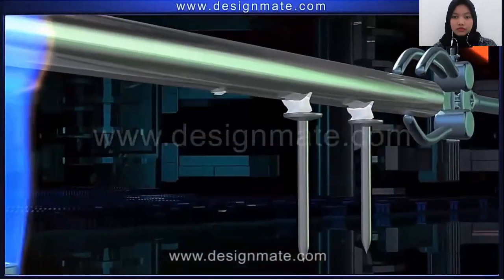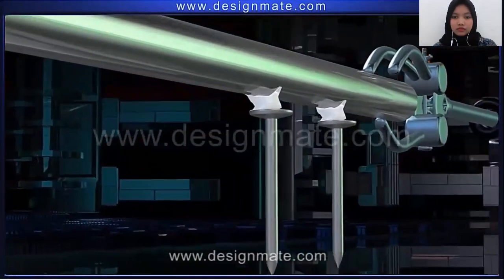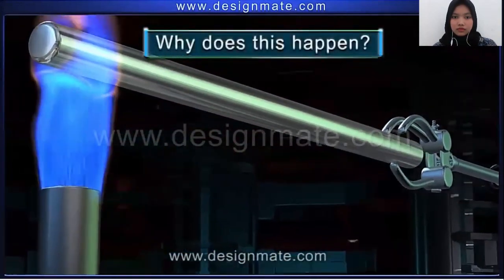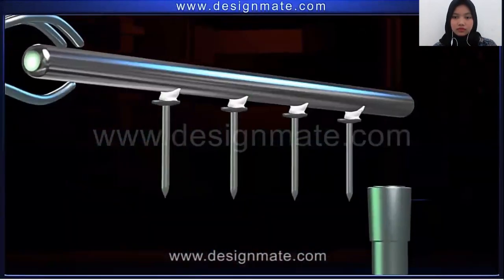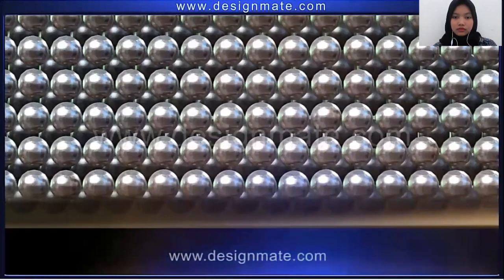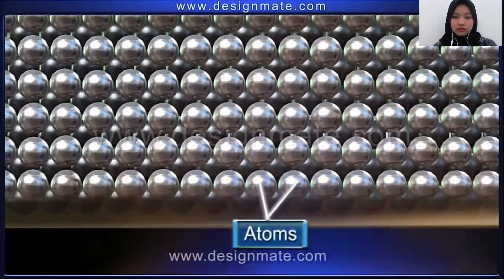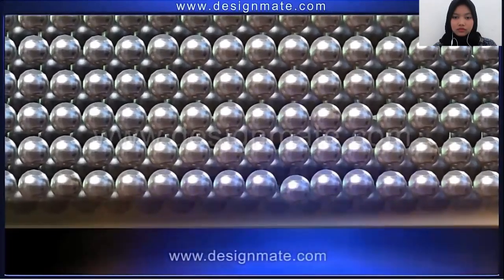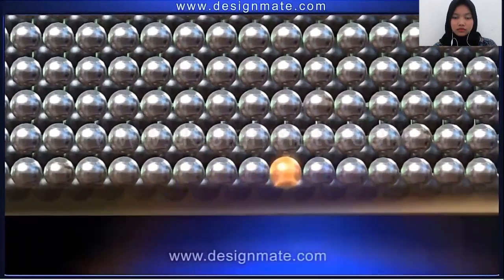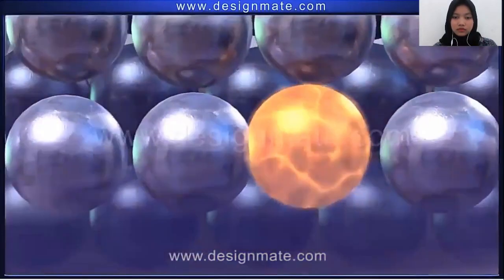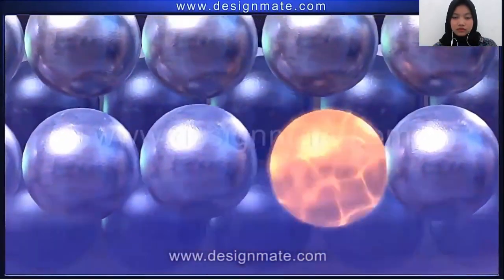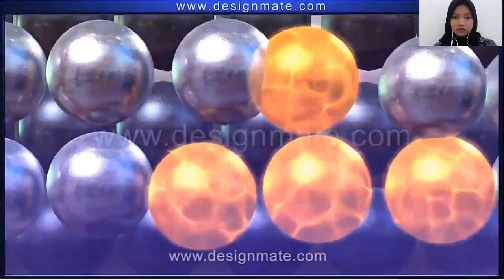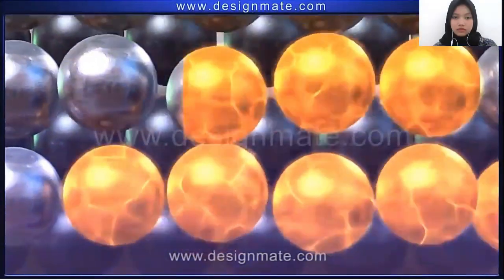After some time, the nail next to it falls off. In this order, all the nails fall off the rod with time. Why does this happen? The iron rod is made up of atoms, which are constantly in close contact with each other. When the rod is heated from one end, the atom near the flame gets heated first. Then this atom, while remaining in its position, transfers heat to the adjacent atoms. These atoms, in turn, transfer heat to the next atoms.